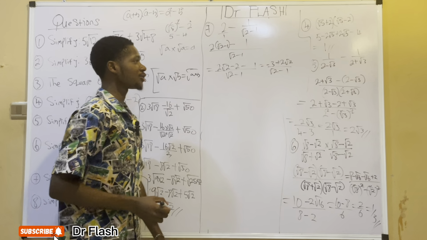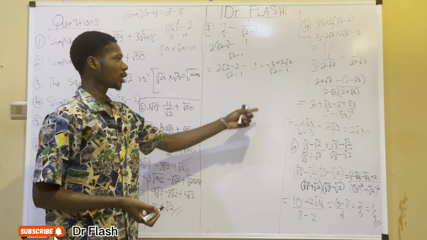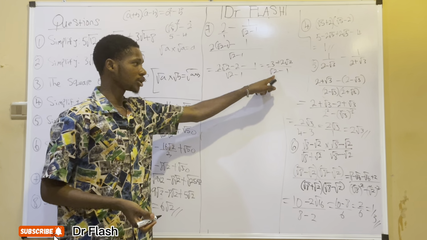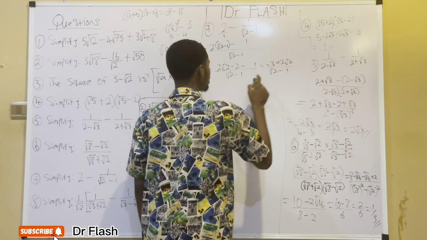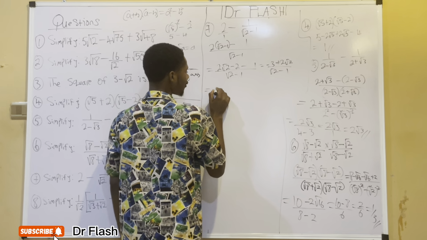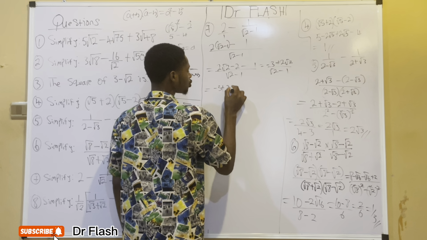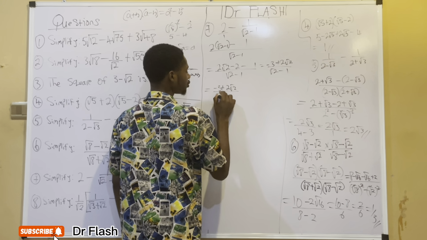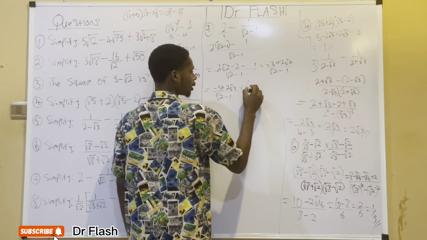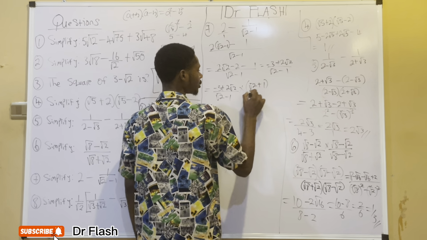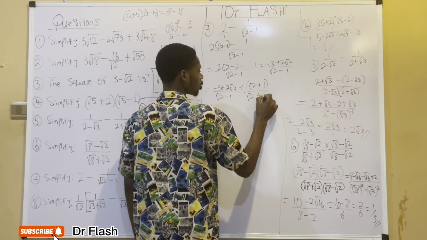Now the next thing we want to do here is rationalize. Once we rationalize, we're done. Okay, we would have ended here, but because there's a surd here, we have to rationalize. Now to rationalize, we are going to multiply by the conjugate of the denominator. So we're going to have at the top minus 3 plus 2 root 2 divided by root 2 minus 1, multiplying by the conjugate. What's the conjugate of root 2 minus 1? That is root 2 plus 1 over root 2 plus 1.